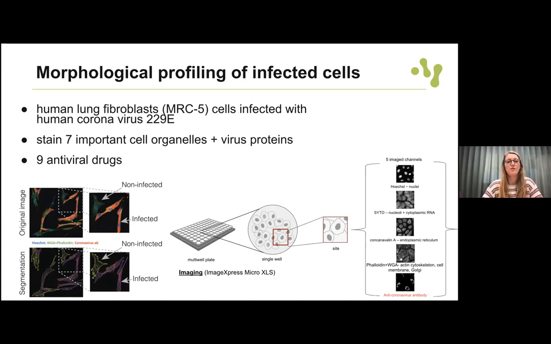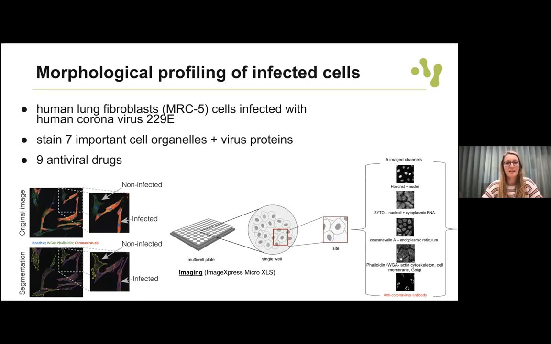So we have used this morphological profiling technique to study viral infection. We have studied the human coronavirus strain 229E, which is in the same family as the SARS-CoV-2 virus, and it's a common model to study the replication and pathogenesis of the coronaviruses.